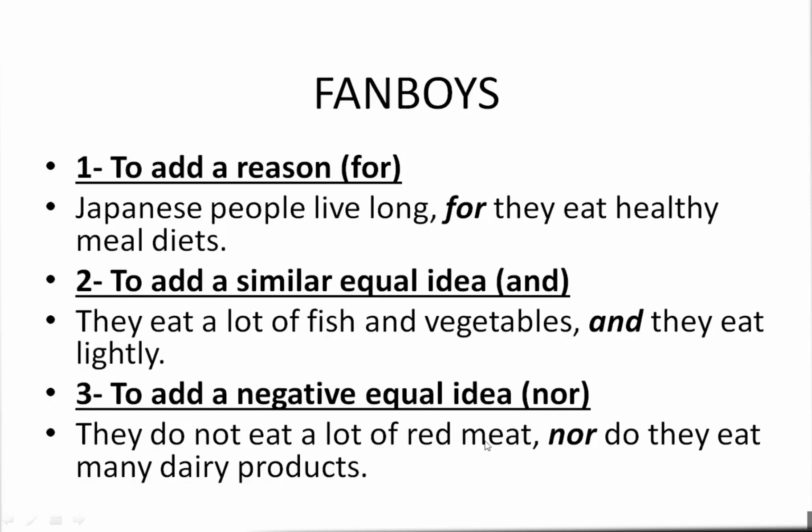Number 3, to add a negative equal idea, you use the word nor. They don't eat a lot of red meat, nor do they eat many dairy products. Pay attention to the fact that after you use the word nor, you use the inversion, which is the question order. It's like as if you're making a question, but it's not really a question. So we use the auxiliary verb do. Do they eat many dairy products? But it's not a question because we don't have a question mark. So this is how it works. They don't eat a lot of red meat, nor do they eat many dairy products.